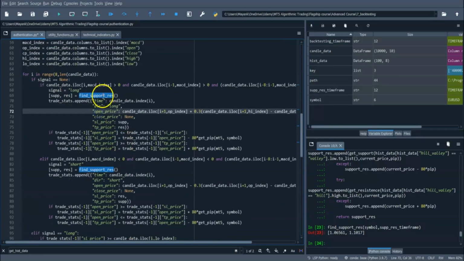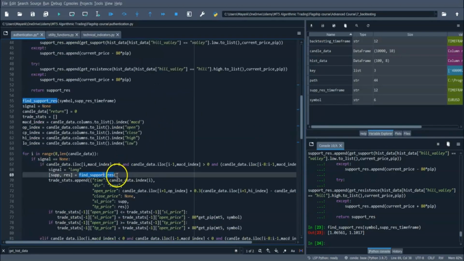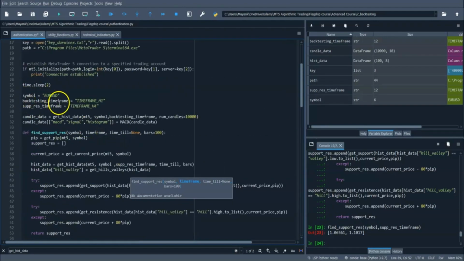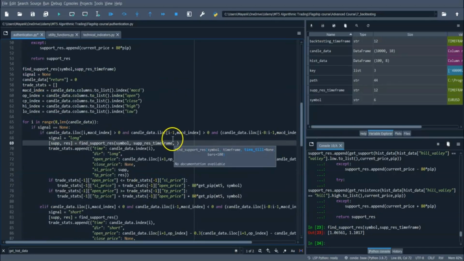Now here in find support resistance, let us put everything that is required. Symbol, time frame and time till. So symbol is fine. Time frame would be support resistance time frame. And then the time till would be whatever is the index for that particular row which we are presently iterating. So it would be candle data dot index I.